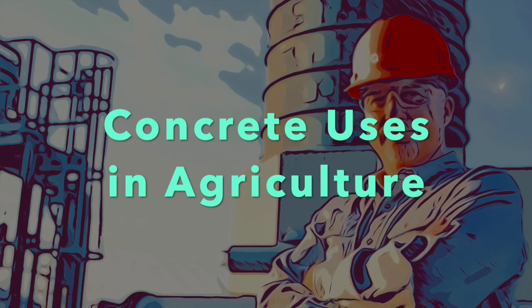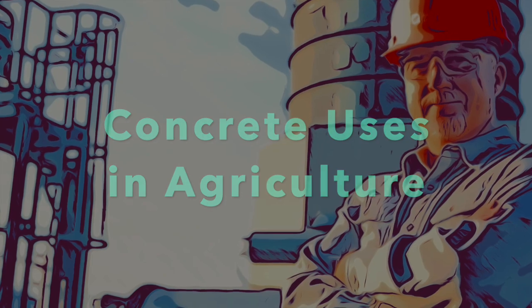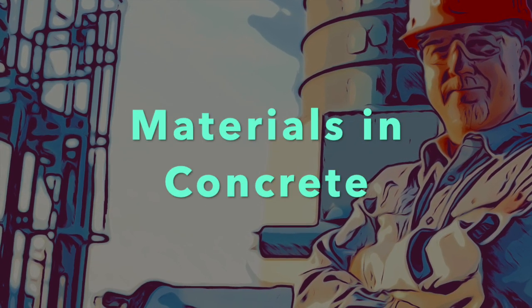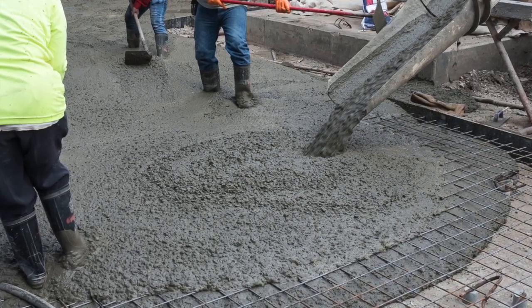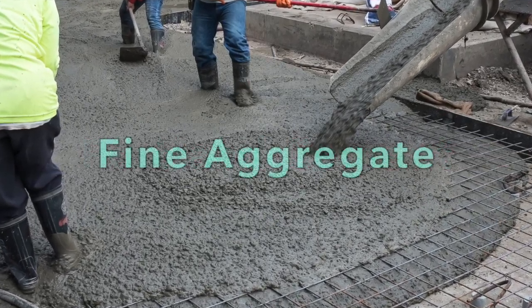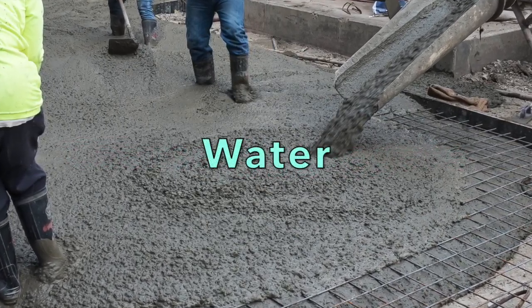This micro-credential addresses concrete uses in agriculture and consists of 5 targeted skills. This targeted skill provides information about materials in concrete. There are 4 basic materials in concrete. They are Portland cement, fine aggregate, coarse aggregate, and water.